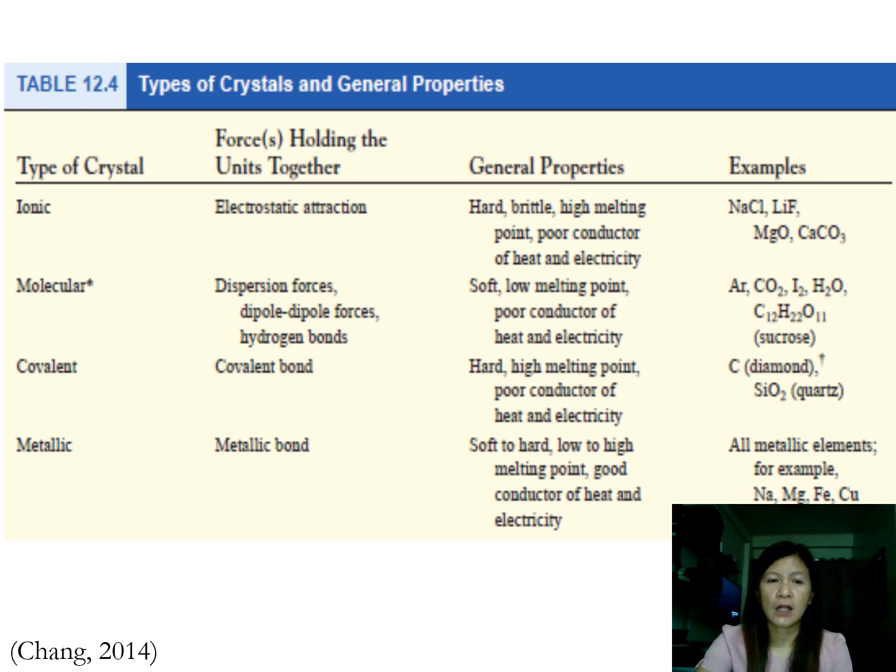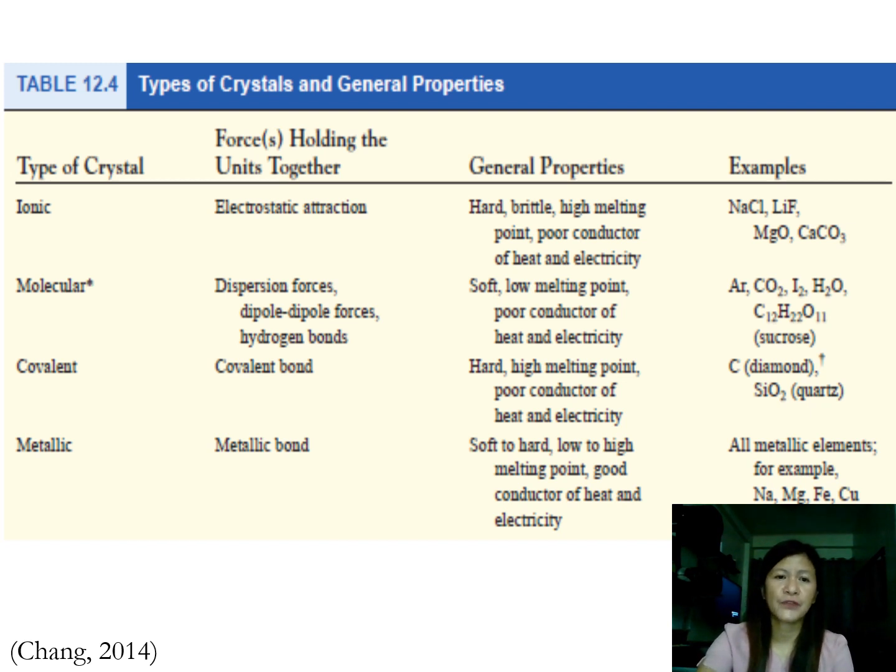Another type of crystal is the covalent. Covalent crystals are bonded, of course, by covalent bonds. Examples are diamond and quartz. General properties: they are hard. So we know that the hardest mineral is diamond. They are hard, and they have high melting points. High melting points are due to a rigid arrangement of particles. It is hard to break the IMF. They are poor conductors of heat and electricity.